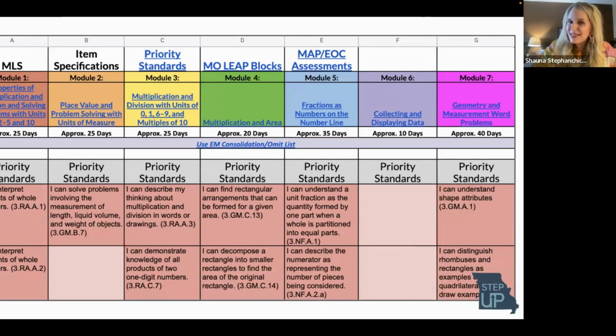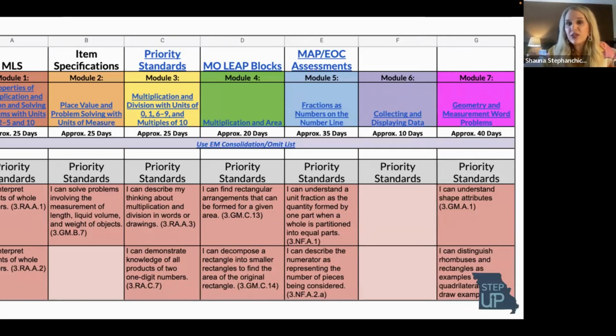Specifically in module 2 and 6. We don't have any priority standards in module 6, so that's concerning. And you only have one in module 2. And look at the pacing. Right. So you see how this work is helpful.